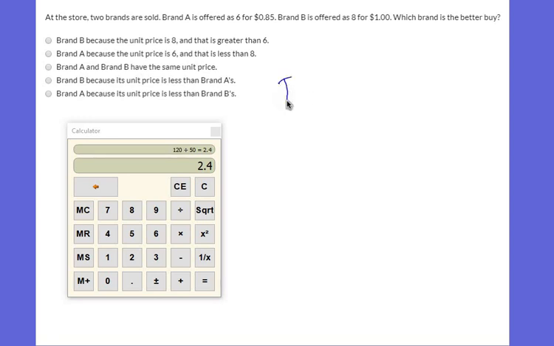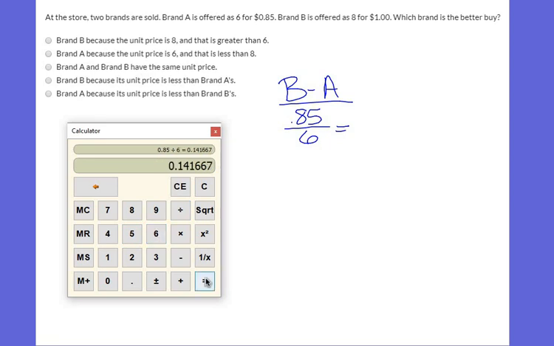So let's look at brand A, which is 6 for 85. So I need to do 85 cents divided by 6 to see how much it's going to cost for one item. So 0.85 divided by 6. And we're talking money here, so money is 2 decimal places. So 14 is that decimal place. That 1 does not round the 4 up. So we're talking about 14 cents per item for brand A.